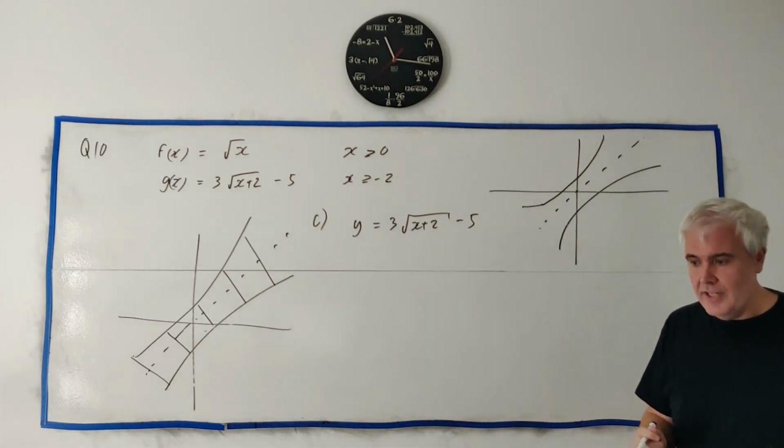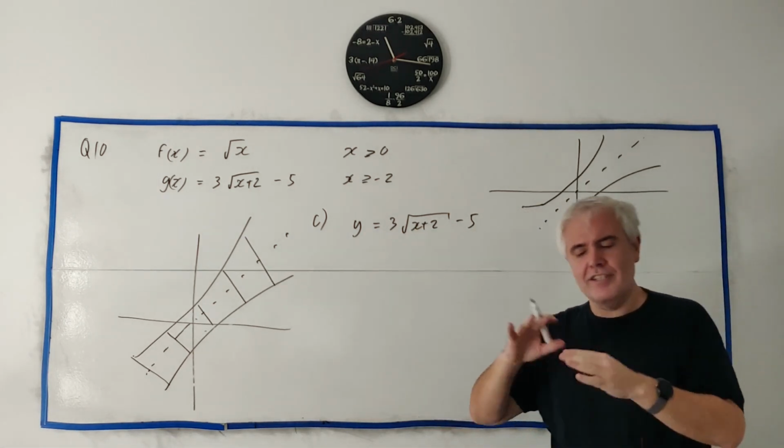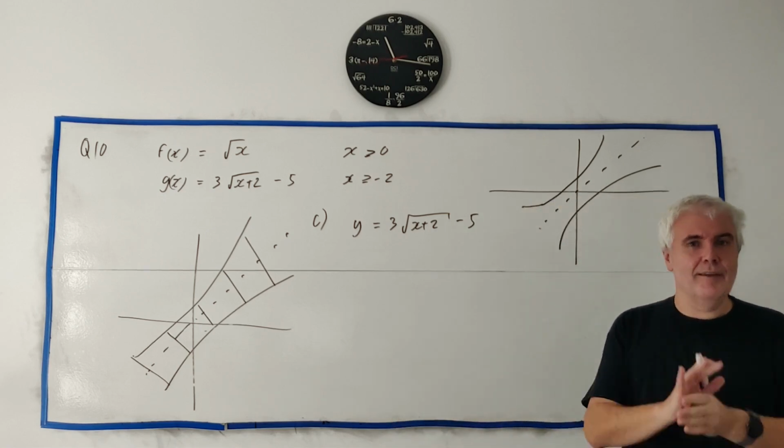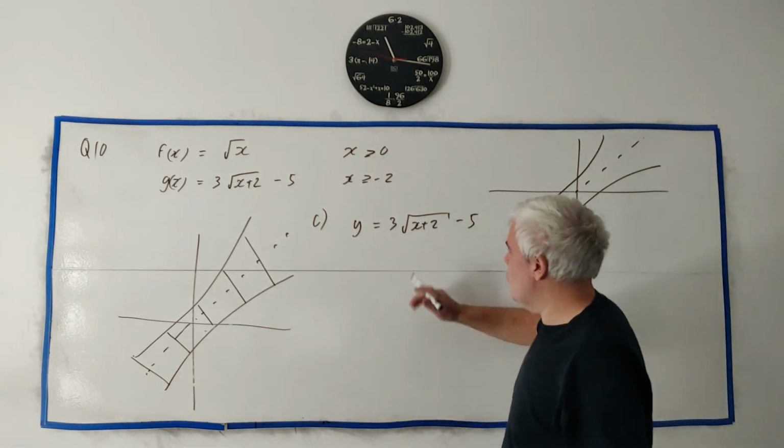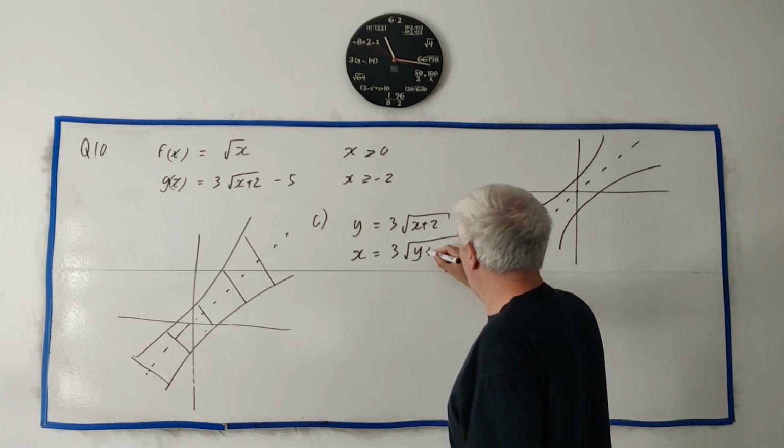How you do the inverse is we switch the places of the x and the y. Some people like to do this at the end. I like to do it at the start. It really makes no difference. So if I switch their places, I get x is equal to 3 times (y plus 2).